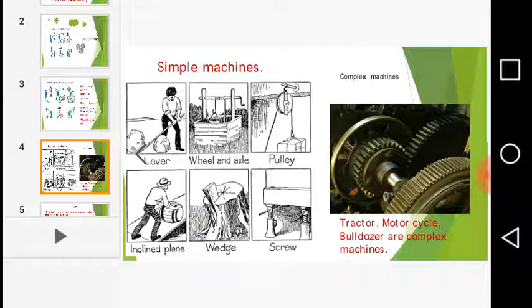Now, the pivot or fulcrum is a link between the effort and the load in a machine. The effort is the part of the machine where force is applied to do the work. While the load is the resistance to be overcome by the effort.